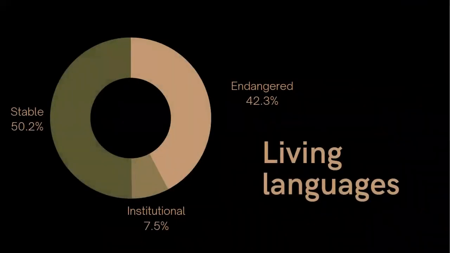And as you can see in this chart, while about 42% of languages are endangered, many more are considered stable. Languages are stable when all the children in the community are still learning and using their language. Finally, I'll explain the meaning of institutional language, which makes up 7.5% of living languages: a language used in education, work, mass media, and government.